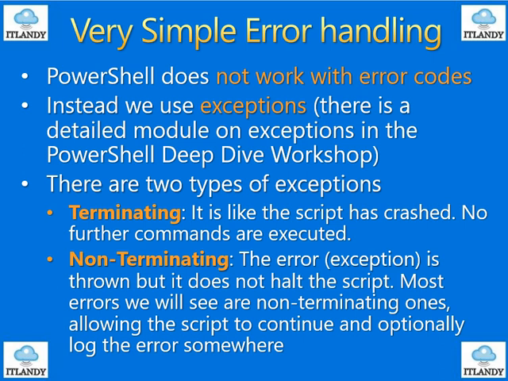PowerShell does not work with error codes. Instead, we use exceptions. There is a detailed module on exceptions in the PowerShell Nugget course. There are two types of exceptions, which I will cover later on: terminating or non-terminating. With a terminating one, it is like the script has crashed. No further commands are executed. With non-terminating, the error exception is thrown, but it does not halt the script. Most errors we will see are non-terminating ones, which allow the script to continue and optionally log the error for us.